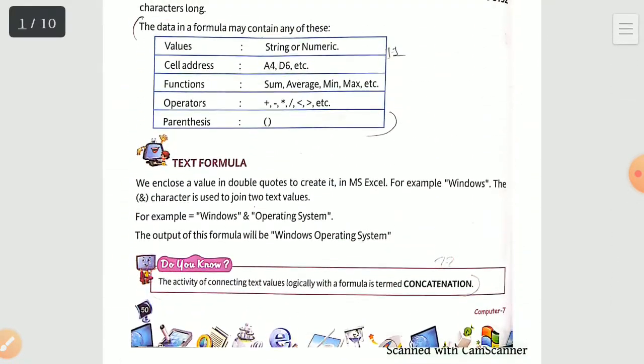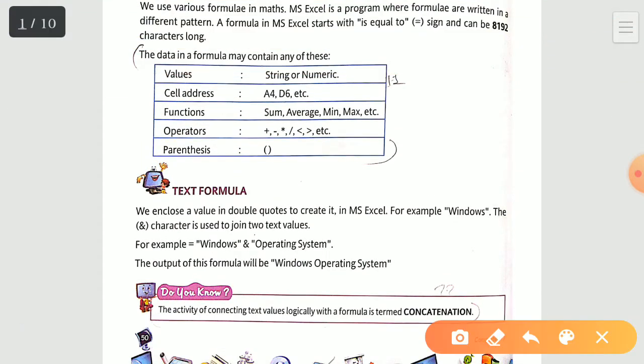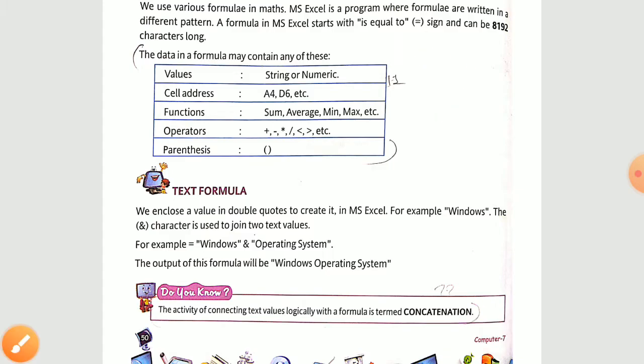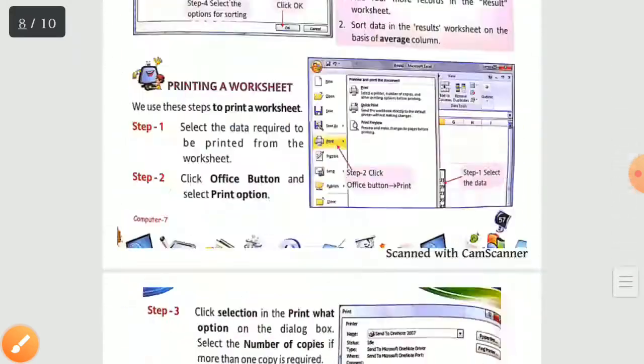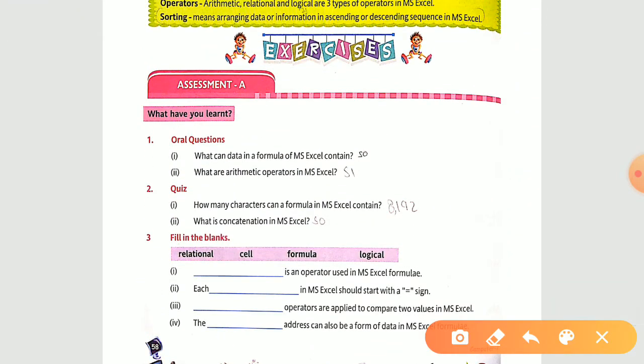See, so for the question number 1, you have to write down from here. The data in a formula may contain any of these, and you have to make the table. Okay, so this is the first answer that you have to write down. Right? Now, let us move on to the second question. See, second question is, what are arithmetic operators in MS Excel? For this answer, please turn page number 51.